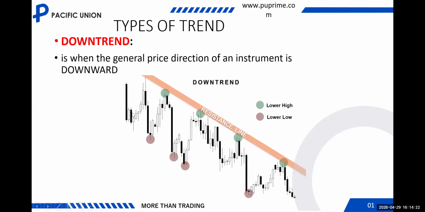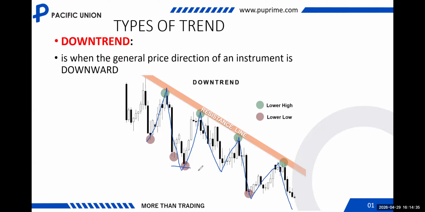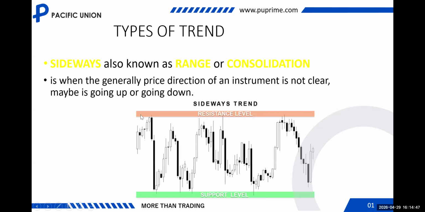In a downtrend, price makes a series of lower highs and lower lows, lower highs and lower lows. So for each lower low, price is dropping lower. So in a downtrend, the general direction of price is downwards, and price makes a series of lower highs and lower lows.